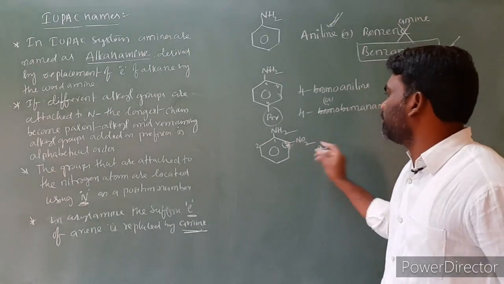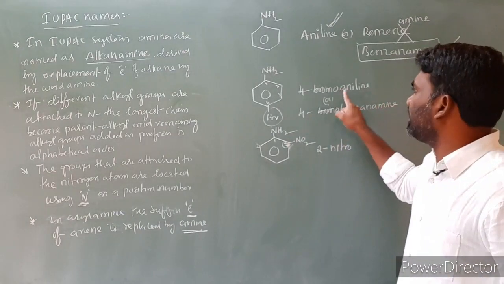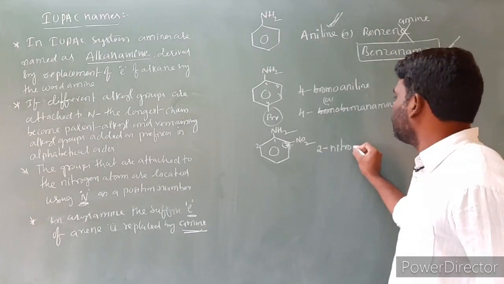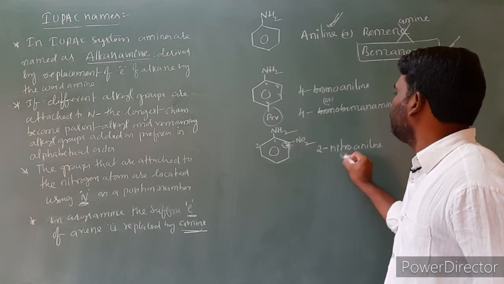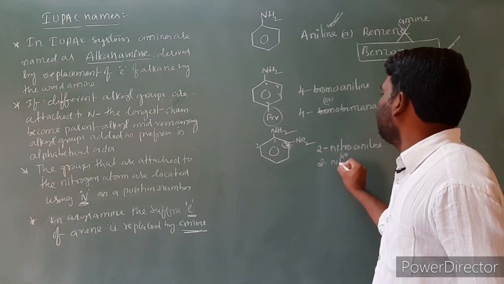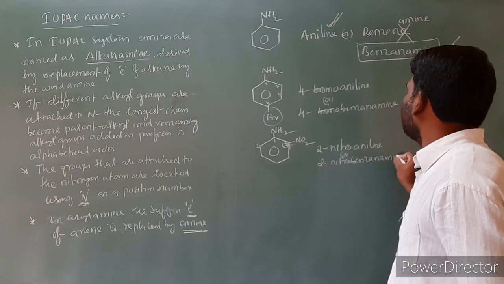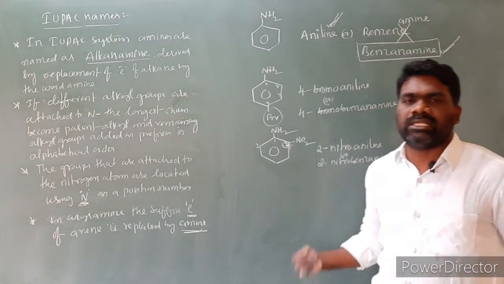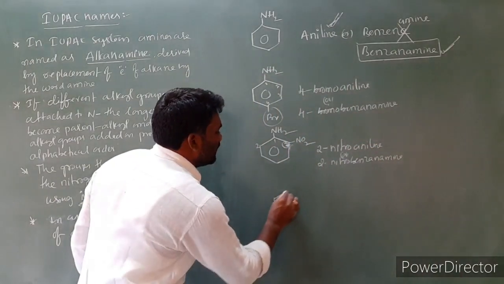Then at the second position, what is the group? Nitro. 2-nitro, what do we have to write? Either aniline, or we can write benzenamine. 2-nitroaniline, or we can write 2-nitrobenzenamine. So this is the IUPAC name of this compound. I am taking another example. Look at this.